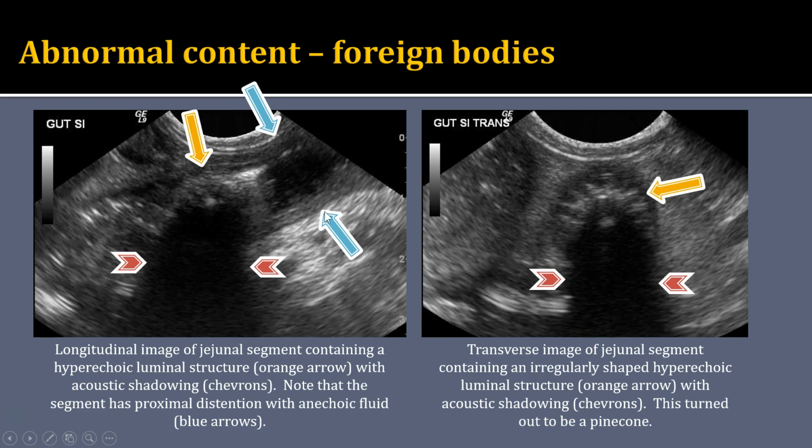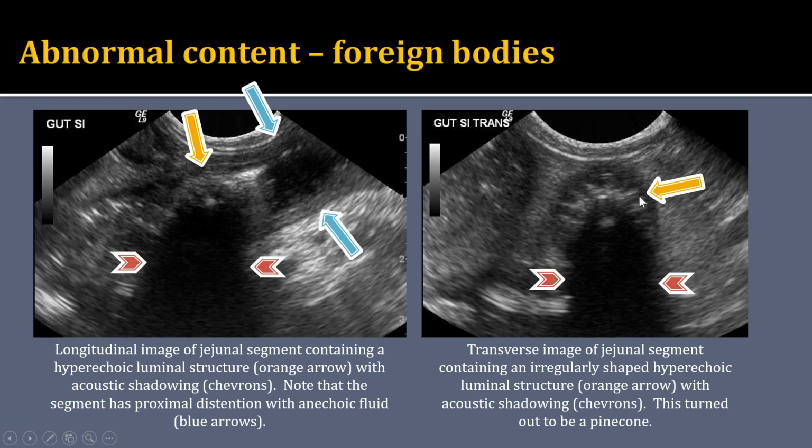This is a longitudinal image of the jejunum. I can see the wall that has fairly normal layering superficially here. And then here's our deep wall. And here is some luminal anechoic fluid that is somewhat distending the lumen. And it leads up to this more medium echogenicity interface that has discrete associated shadowing.